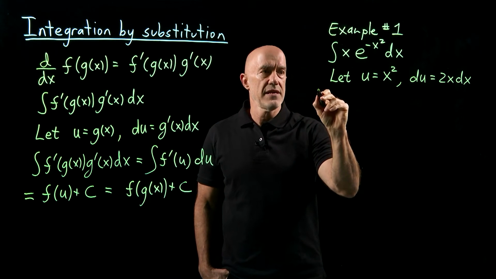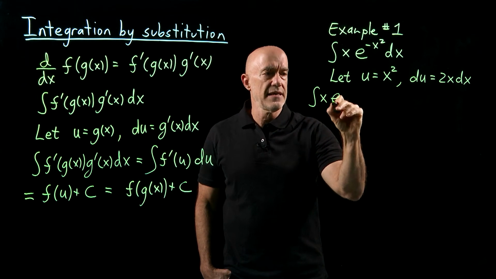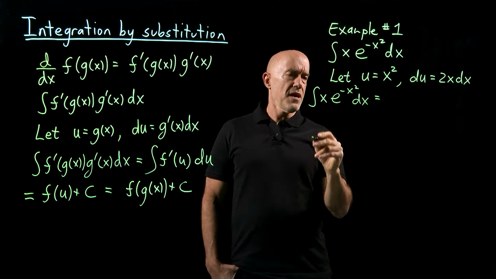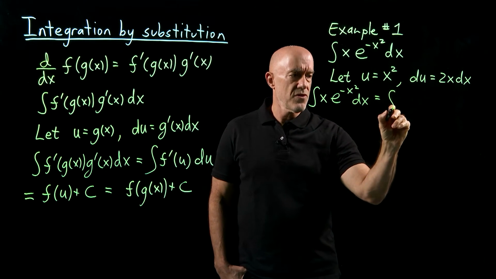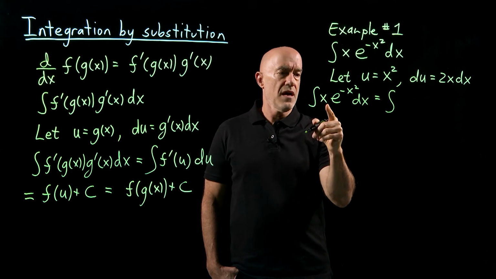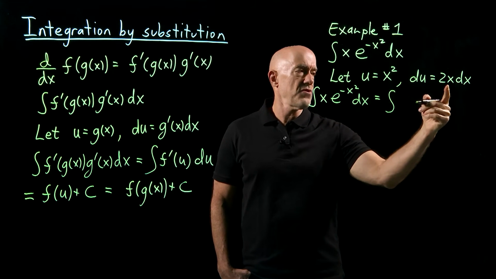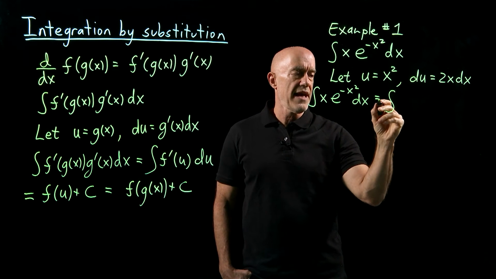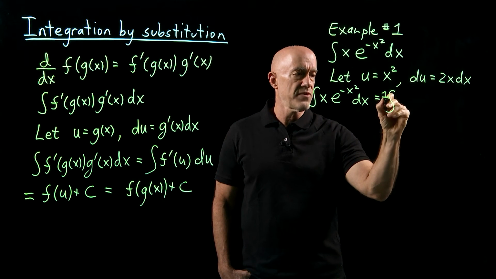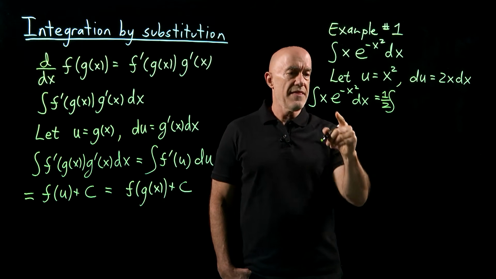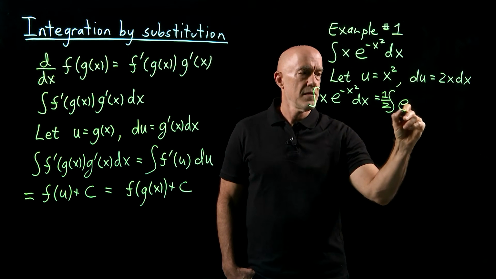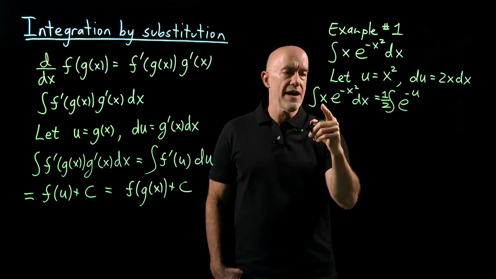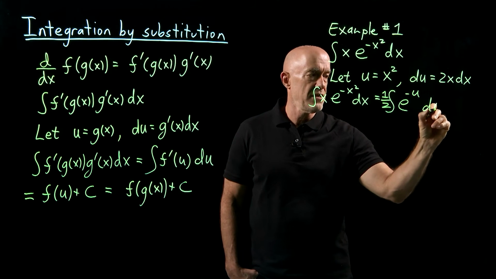So then the integral of x e to the minus x squared dx becomes the integral. We have our x dx instead of 2x dx, so we need to divide by 2, or multiply by 1/2. So we have 1/2, which we can pull out of the integral. And then we have e to the minus u, and our du, since we have a 2x dx, so du.